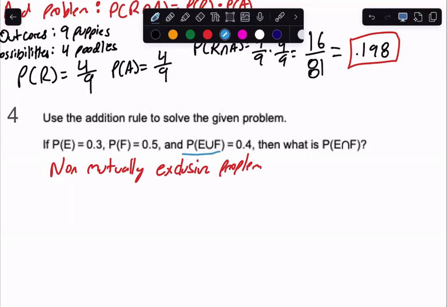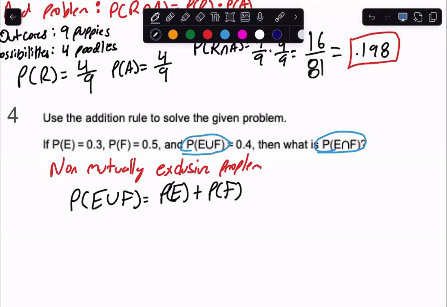Why? It's because there's an "or", and the fact that there's an "and" tells us that it's non-mutually exclusive, because the formula for a non-mutually exclusive problem is the probability of E or F is the probability of E plus the probability of F minus the probability of E and F. There's no way to solve for the probability of E and F if we don't have the probability of E or F, because we're just going to be plugging it in.